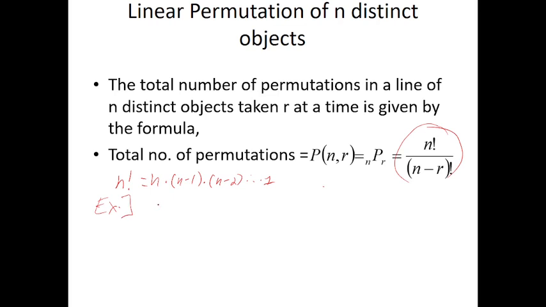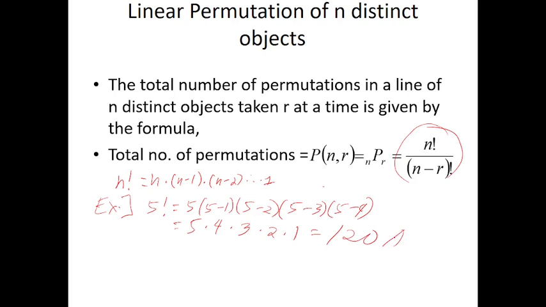Example, if I have 5 factorial, 5, 5 minus 1, 5 minus 2. The pattern continues. 5 minus 3, 5 minus 4. Oops! Pwede na mag-stop kasi 1 na yan. 1 ang ending. Hindi siya pwede mag-0. 5 minus 5 is 0, magiging 0 ang sagot. Hindi pwede yan. So, in that case, that is 5 times 4 times 3 times 2 times 1, which is 120. So, that's 5 factorial.